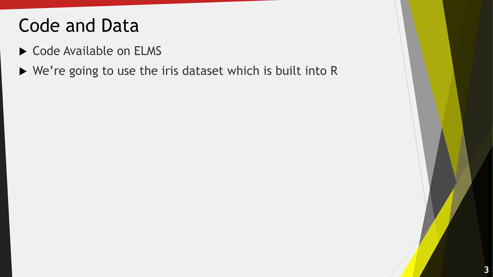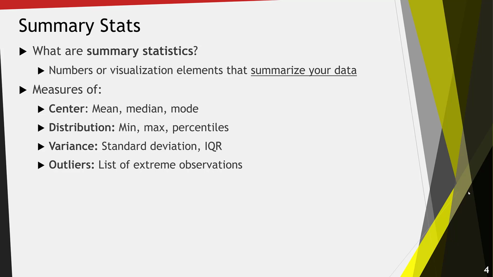We're going to use the iris dataset, which is built into R. In this video, we're going to create data summaries. These are representations of summary statistics of your data. But what are summary statistics? These are numbers or visualization elements that summarize your data.